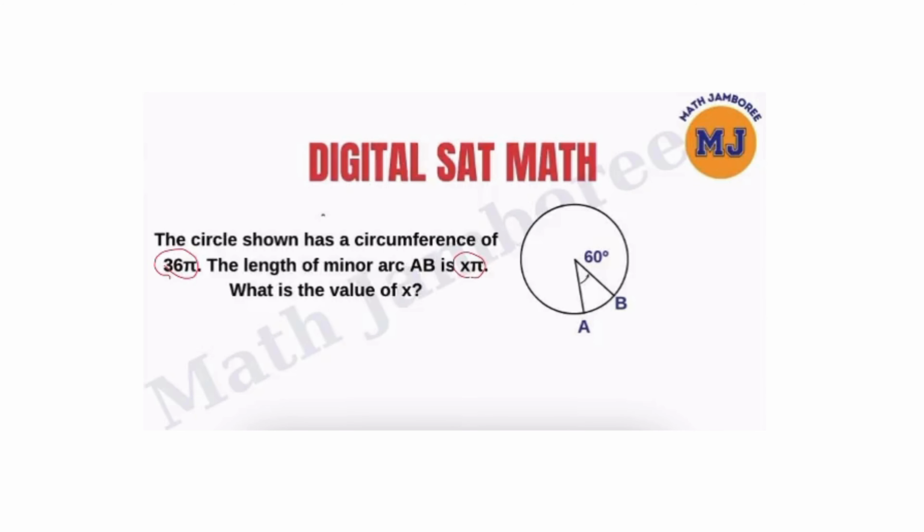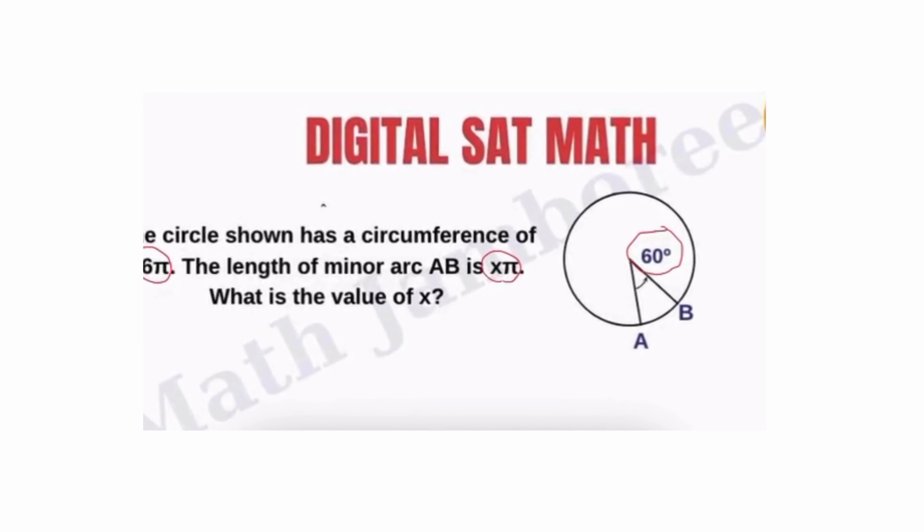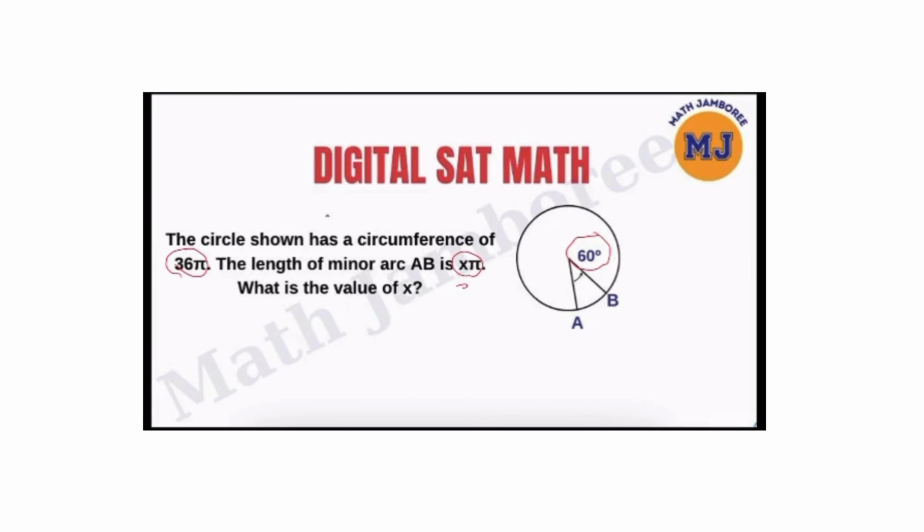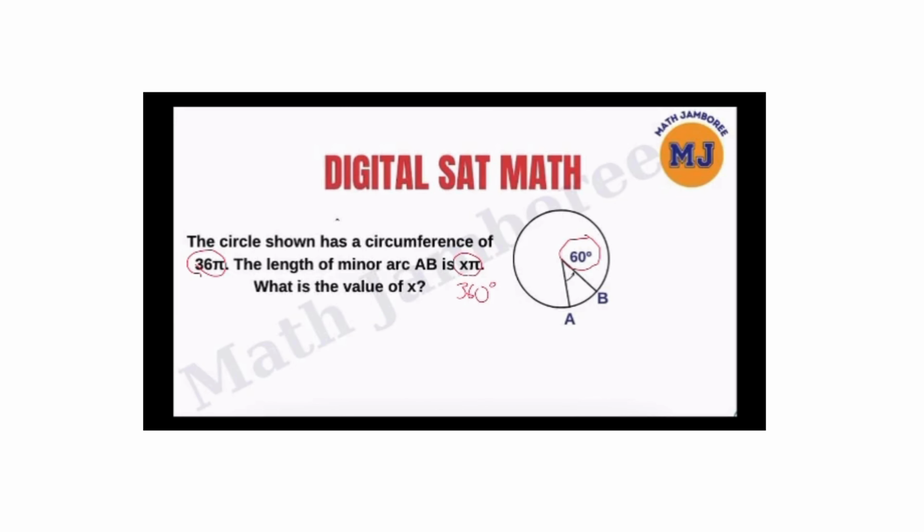And then we have shown 60 degrees. And what we all know is that a whole circle is 360 degrees. So these are the pieces of information we got. x pi is over here. So what we're going to do now is 60 degrees divided by 360 degrees equals x pi over 36 pi.